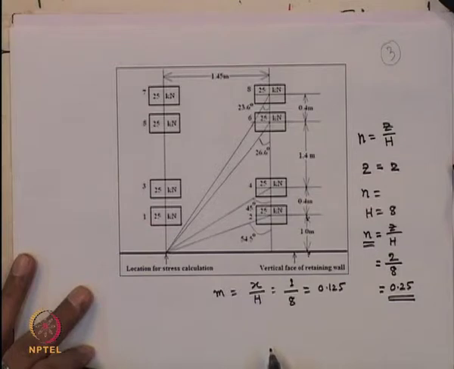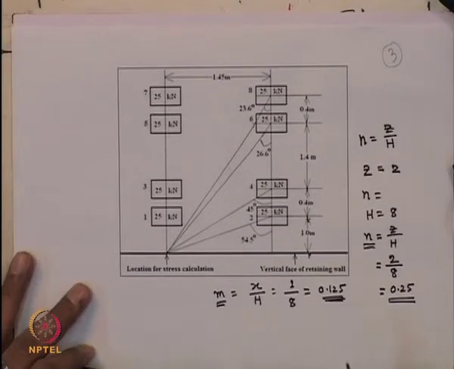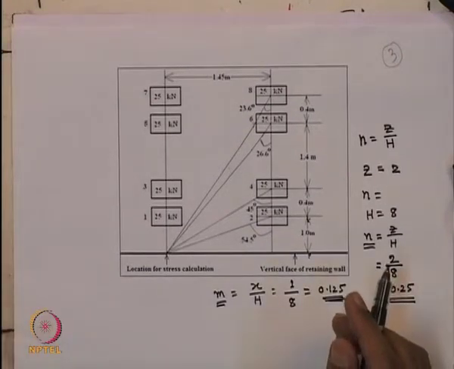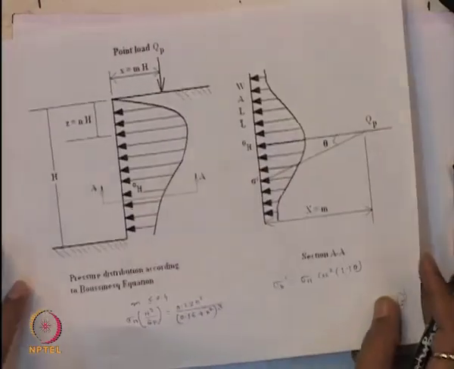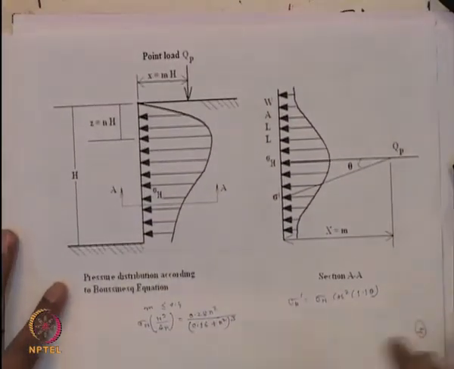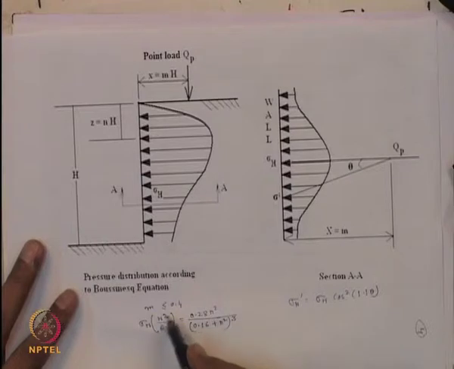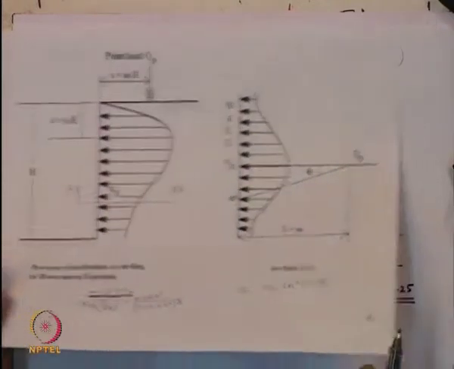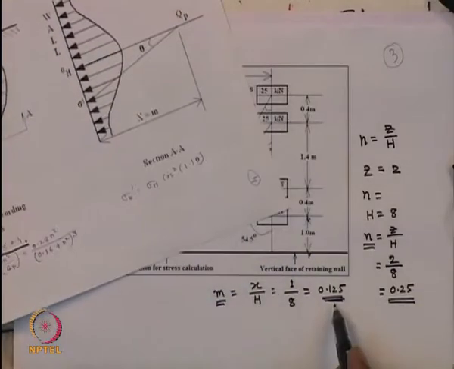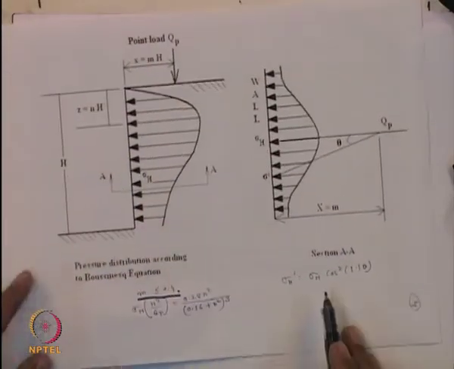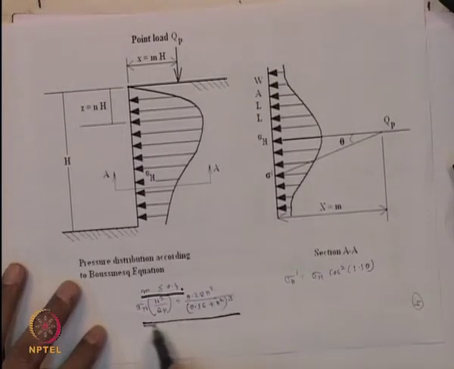0.125. So this m value is 0.125. Now you check the equation. You check whether the m value is less than 0.4. If it is less than 0.4, and in our case the m value is less than 0.4, so you adopt this equation.